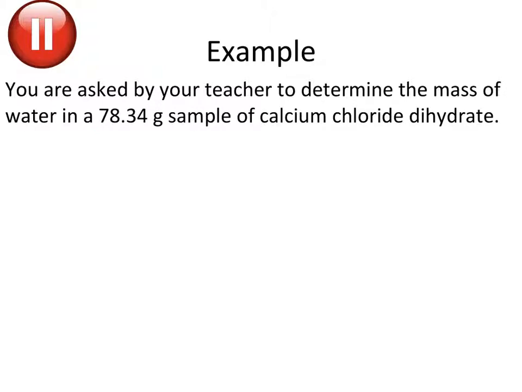So try this one yourself here. Here you have a 78.34 gram sample of calcium chloride dihydrate. Again, figure out what the formula is first. Once you figure that out, you have to create the percent composition of the calcium chloride and the percent composition of the hydrate. In this case, there's 2 water molecules attached. Once you figure out the percentage of water, you can then multiply it by the sample that you have over here to create your final answer. So go ahead, pause it, see if you can figure it out, and we'll come back with the answers in a few moments.